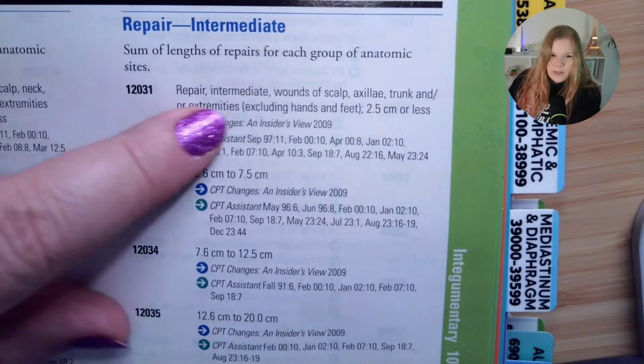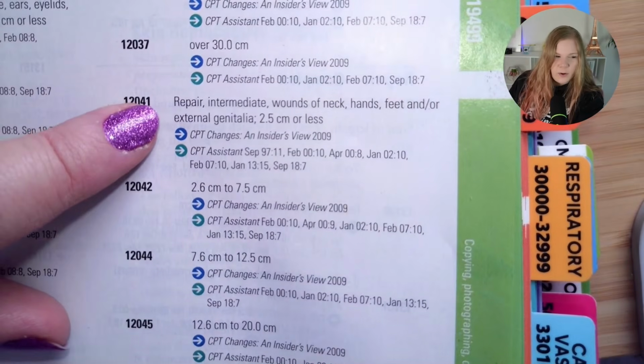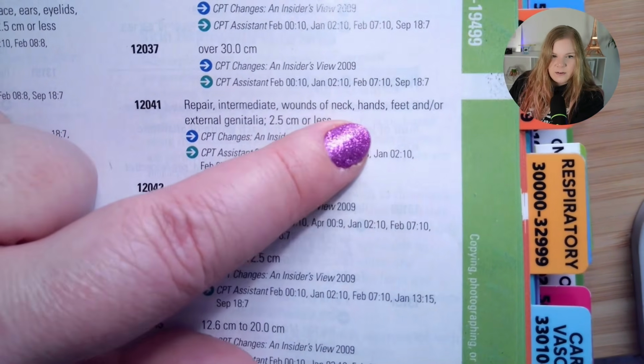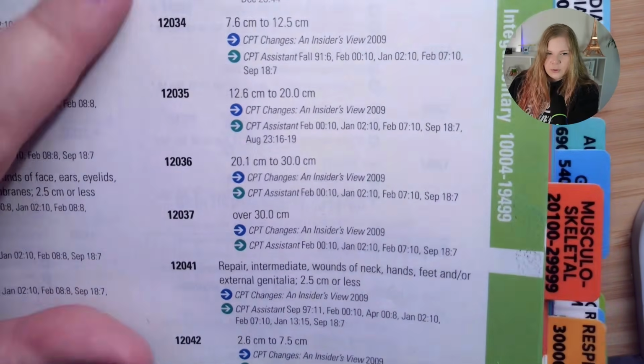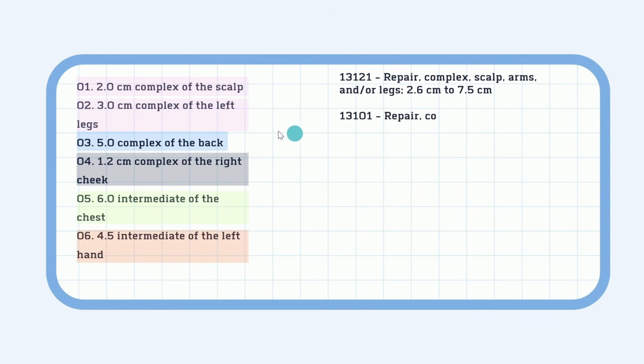And intermediate, we had the chest. Chest is considered part of the trunk, and that is very separate from the one that we had of the hand. That's a separate anatomic grouping. So those two could not be combined for lengths. So when we combine the 2.0 and the 3.0 for this category, we would get 13121, repair complex scalps, arms, and/or legs, which is 2.6 to 7.5 centimeters. We would have 13101 for this repair of the back, which is included in the trunk.